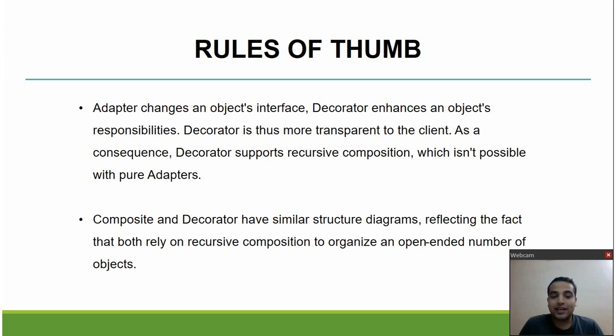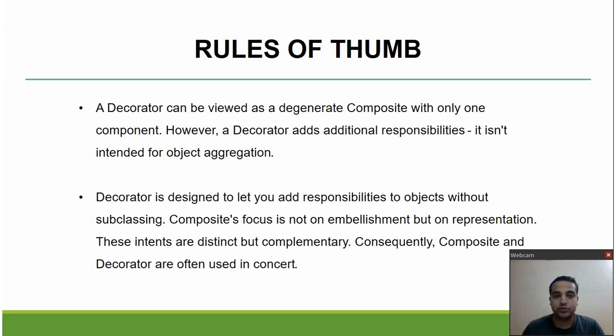Composite and decorator design pattern have quite similar structure diagram, but reflecting the fact that both rely on recursive composition to organize an open-ended number of objects. Okay. Still comparing decorator and composite. A decorator can be viewed as a degenerate composite with only one component. Decorator adds additional responsibilities, and it's not intended for object aggregation.